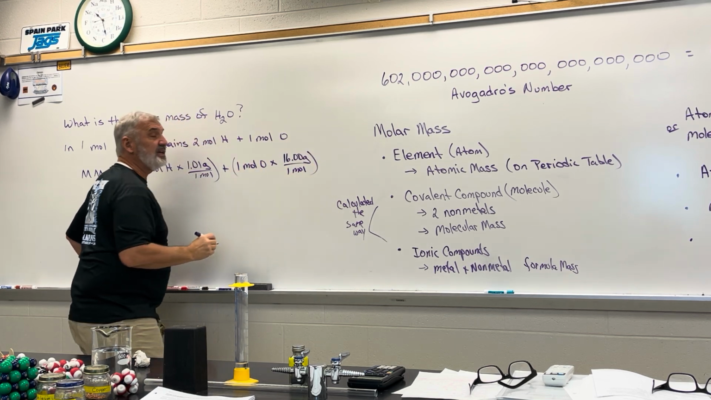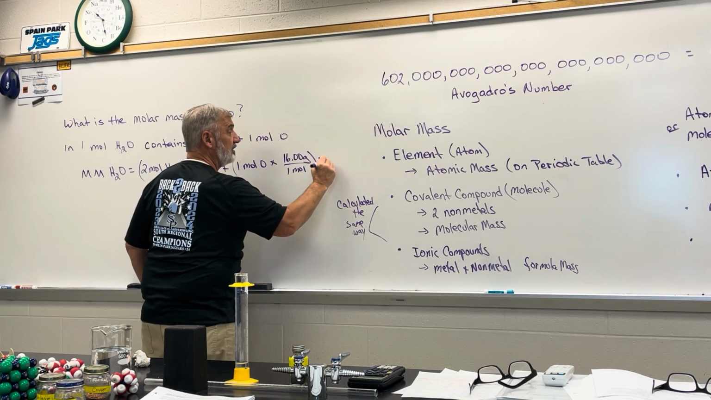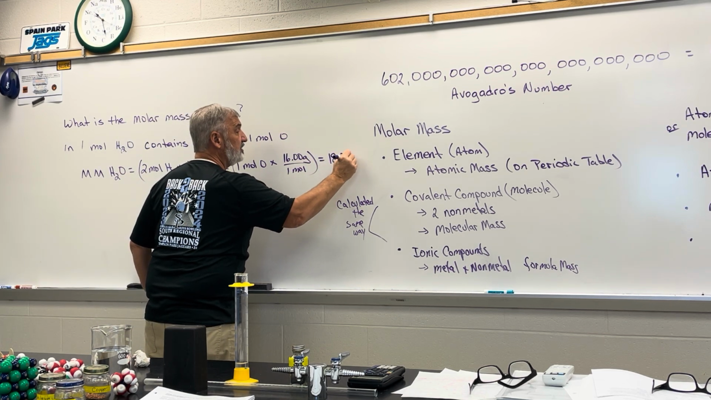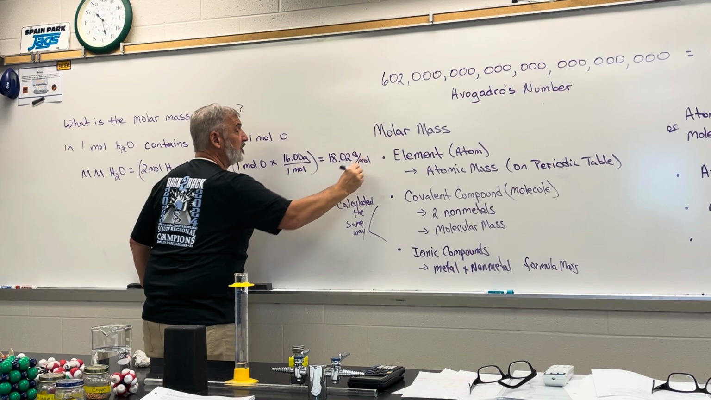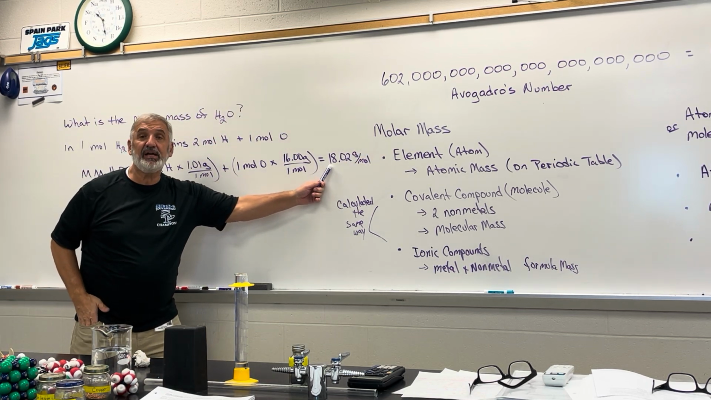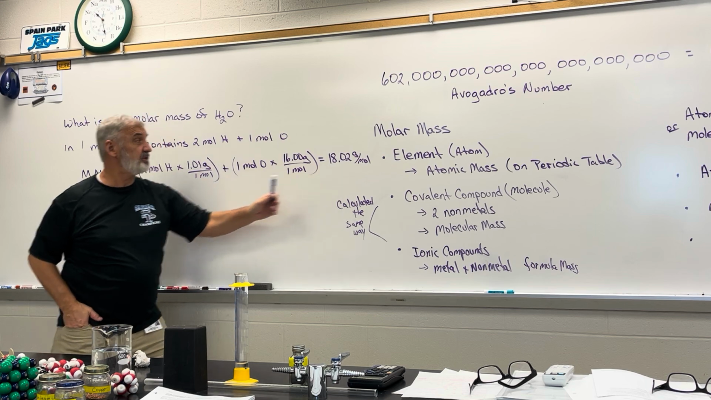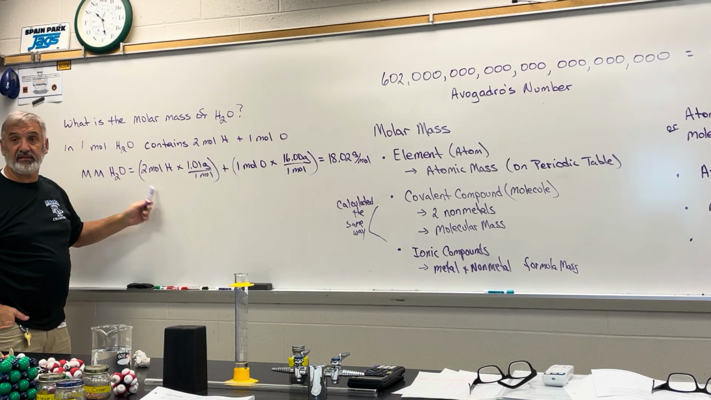Okay, so that's the weight due to the oxygen in the water. So the total weight is going to equal 18.02, and the units are always grams per mole. So if I have 18 grams of water, I have 1 mole of water, because 1 mole contains all of that.